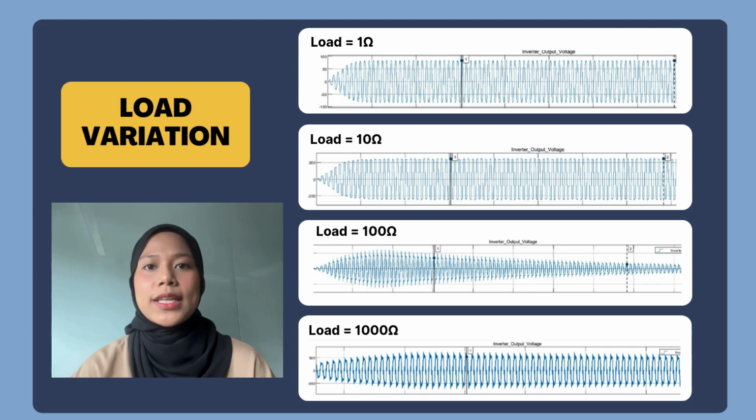This happens because lighter loads draw less current, which reduces voltage drop across the inverter switches and the LC filter. As a result, the inverter is able to maintain a higher output voltage. In contrast, heavier loads draw more current, creating larger voltage drop and causing the output voltage to be slightly lower. Overall, the inverter remains stable across all load conditions and the system performed as expected.